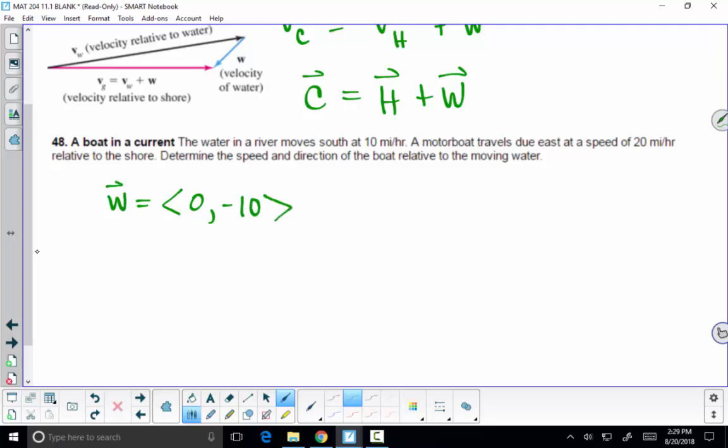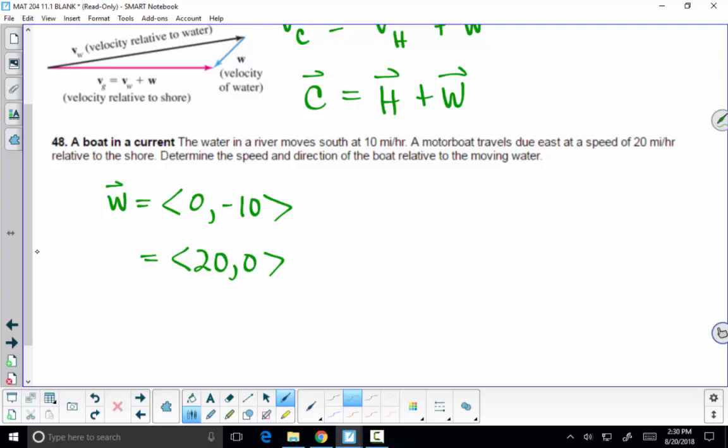And then the motorboat travels due east at a speed of 20 miles per hour. So we're going that direction, 20 miles per hour, so we'll call it 20, 0. And then we just have to decide which is which here. Is this the course or is this the heading? Let's read the last sentence to see if we can piece it all together. They say that 20 is relative to the shore. So determine the speed and direction of the boat relative to the water.